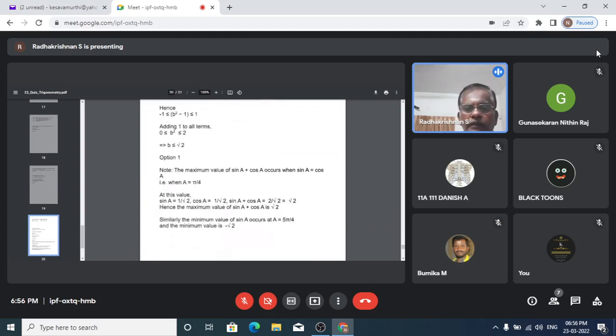So this is something I thought relevant. I can put it down here. We know that sin A ranges from -1 to +1, and cos A also ranges from -1 to +1. But if you take sin A plus cos A, its maxima occurs when sin A equals cos A, that is when A equals pi by 4. At that value, sin A is 1 by root 2, cos A is 1 by root 2. So sin A plus cos A will be root 2.